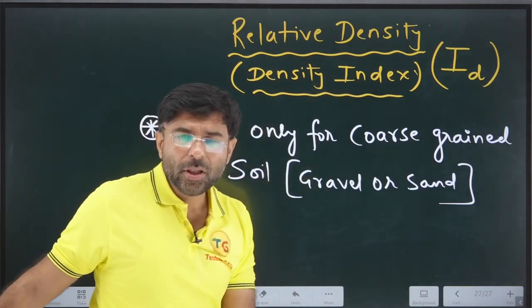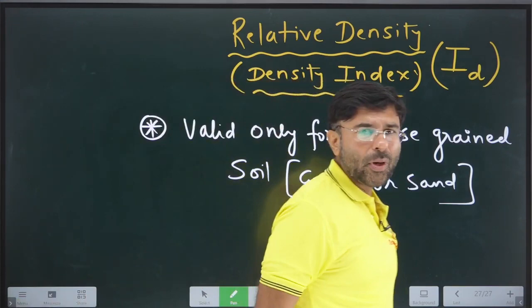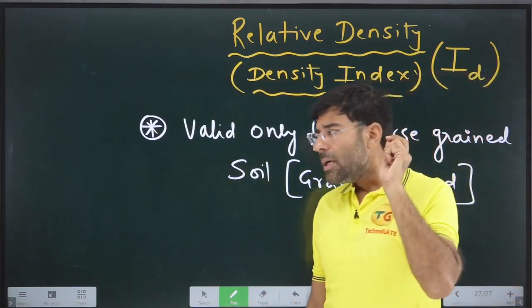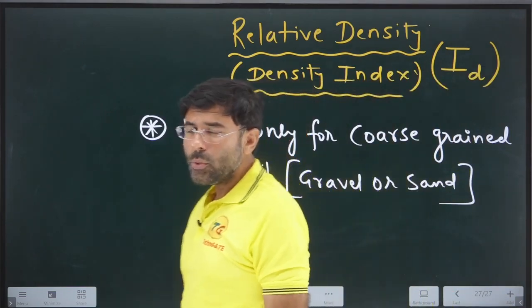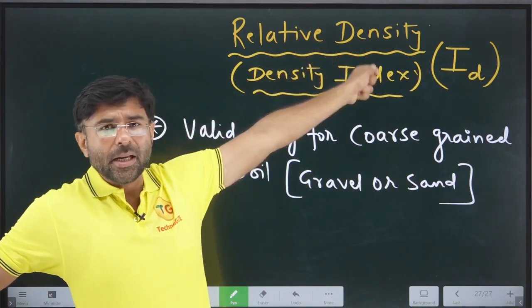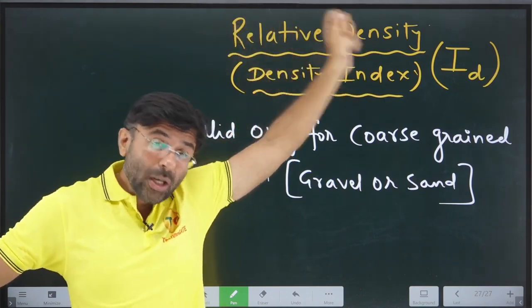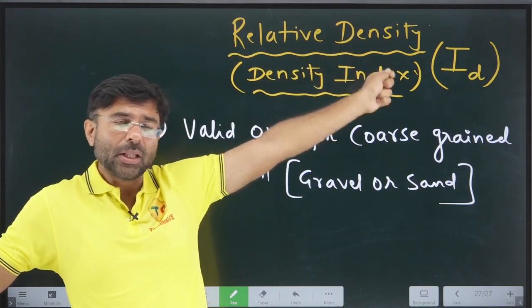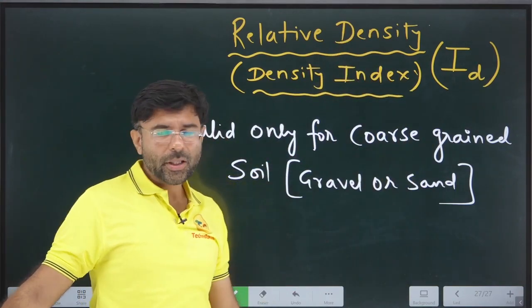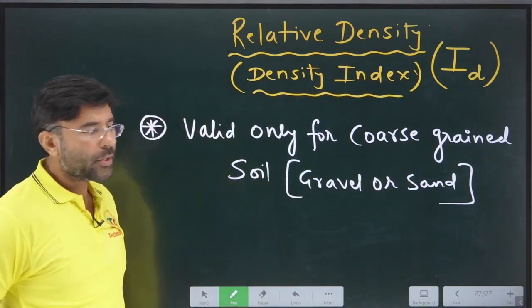You cannot use this property for fine grained soil. Fine grained soil means silt and clay. You cannot use density index or relative density to classify fine grained soil. This property, density index, can only and only be used for the classification of coarse grained soil, that is gravel or sand. The first thing which you must remember.